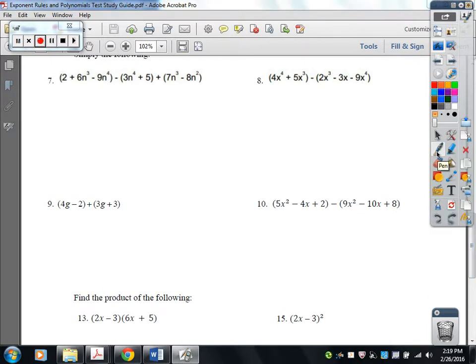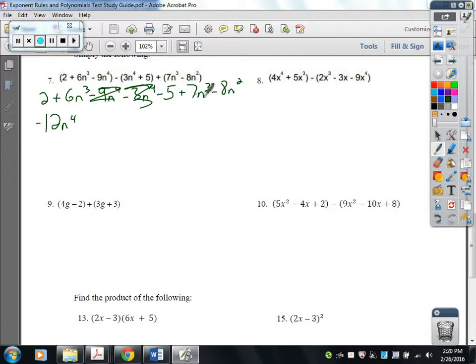This guy, this negative, so this is going to change this to 2 plus 6n cubed minus 9n to the 4th minus 3n to the 4th minus 5 plus 7n cubed minus 8n squared. I write my highest exponents first, so that's going to be these guys, so negative 9n to the fourth minus 3n to the fourth is negative 12n to the fourth. And then 6n cubed plus 7n cubed is positive 13n cubed. I'll cross out to keep track. And then just minus 8n squared. And 2 minus 5 is negative 3.